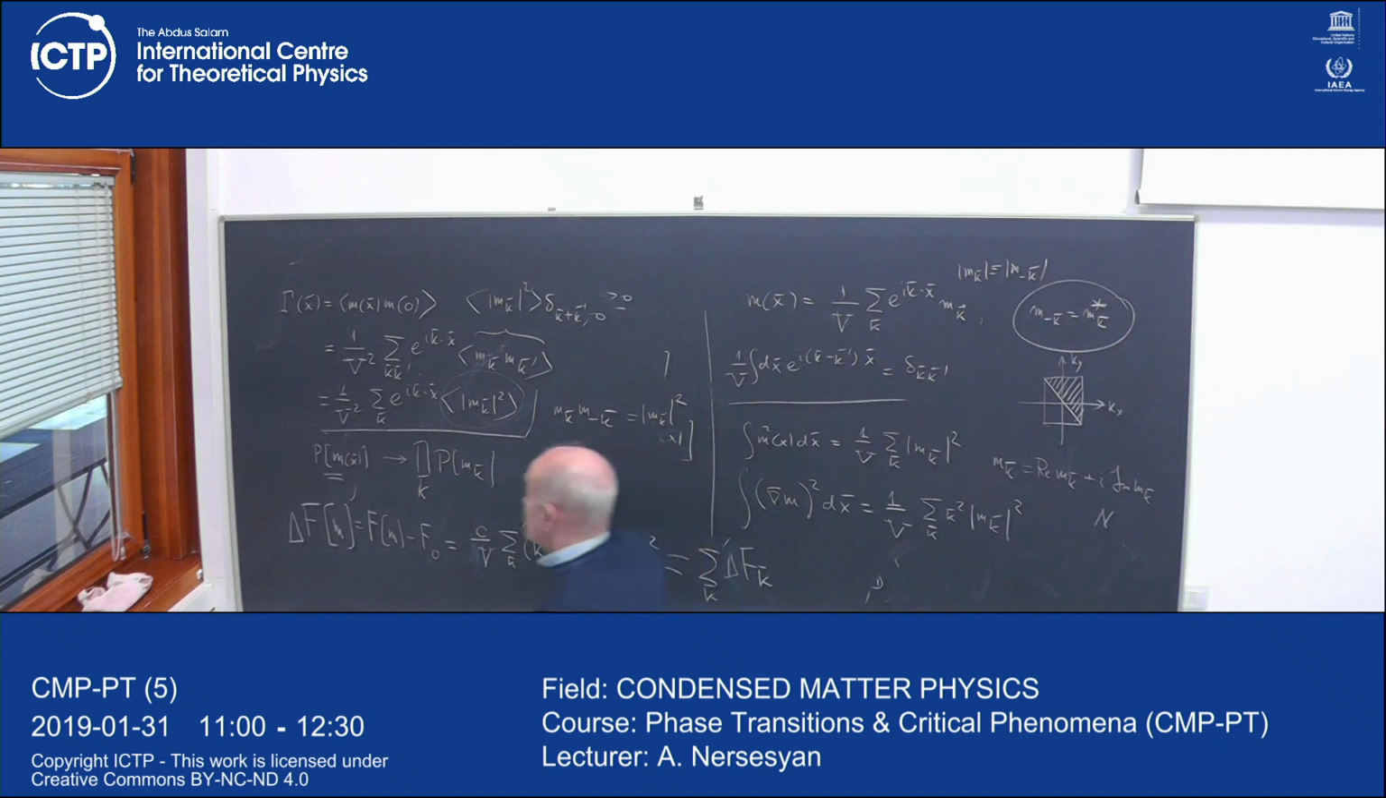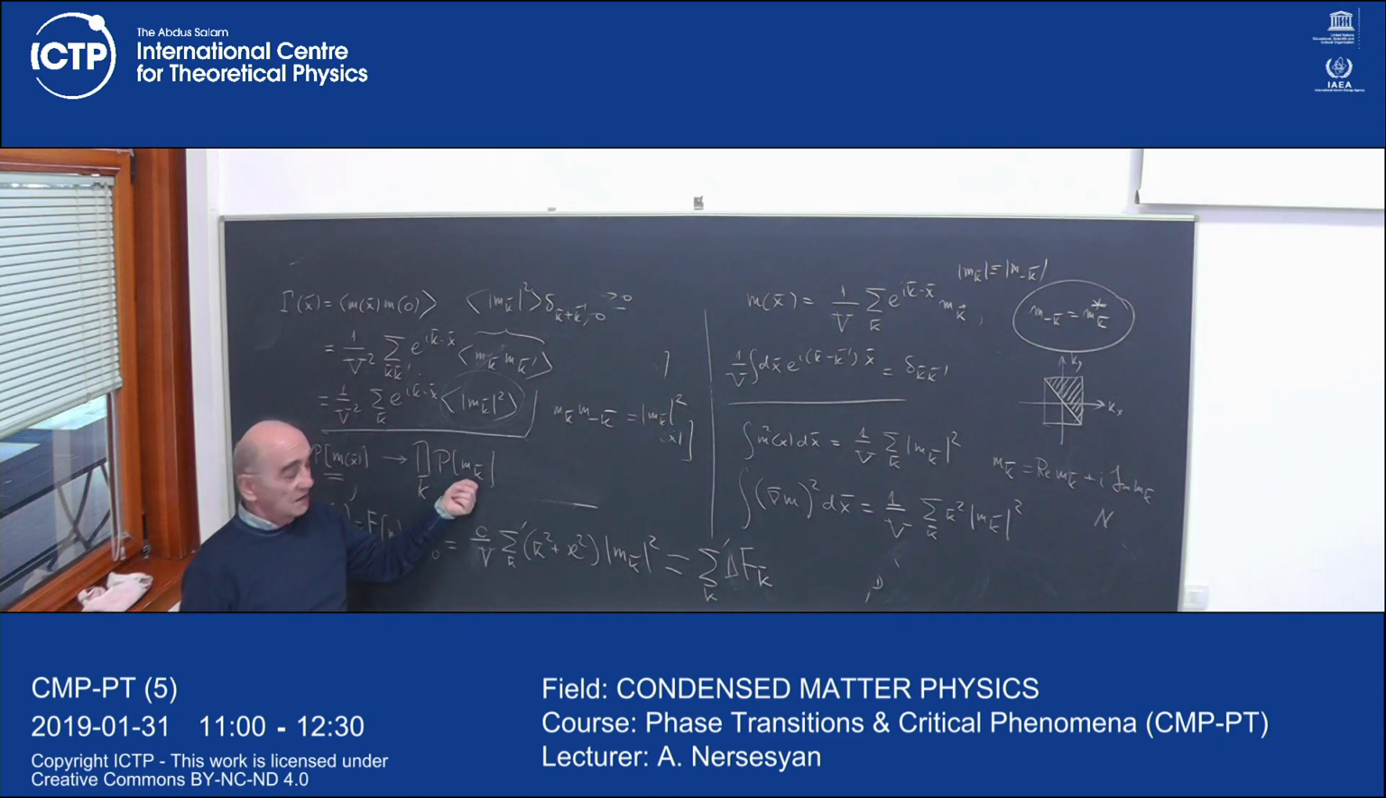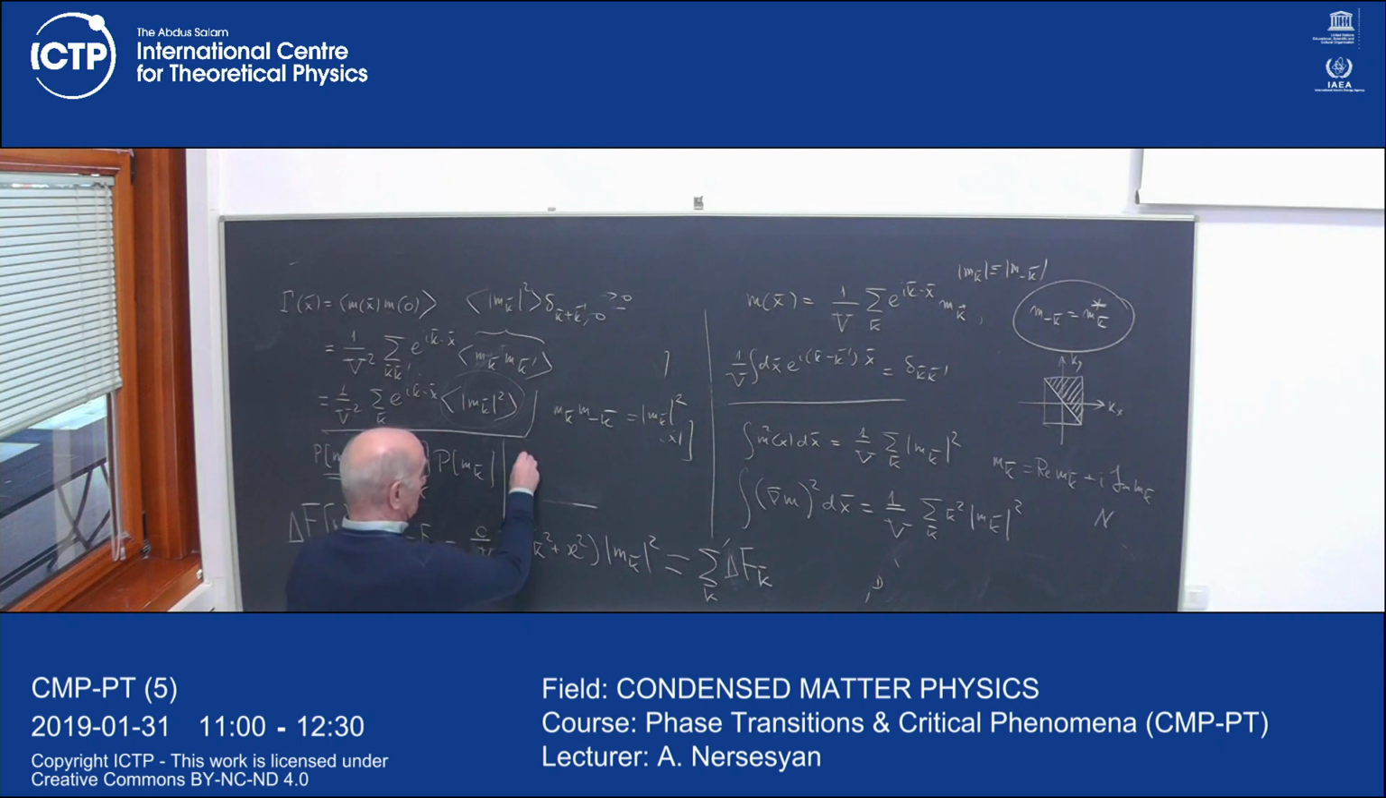So, moreover, since m of k is specified by k, you need to use only one specific p, this probability function. Now, how does the total probability function look? The probability function of m is proportional to exponent minus beta delta f of m. So, since delta f is an additive function in terms of k, the probability will have a multiplicative structure in terms of k. Therefore it will be a product of different probabilities for a given k.